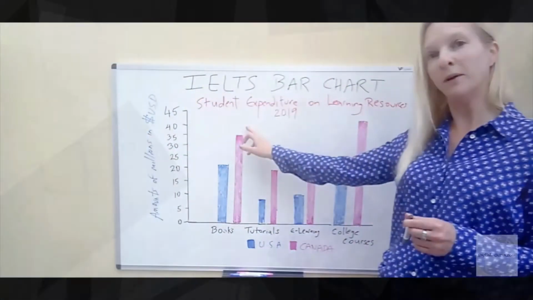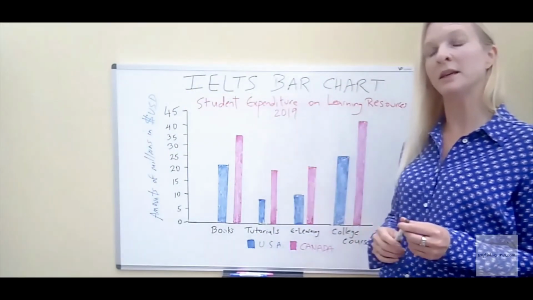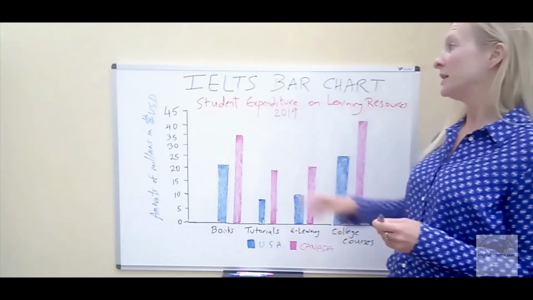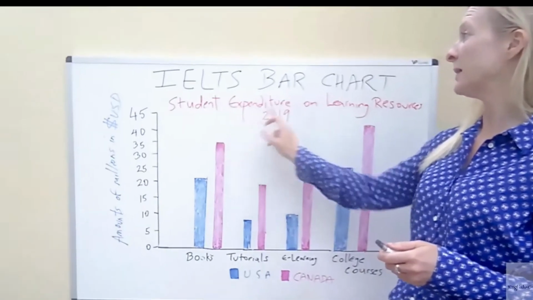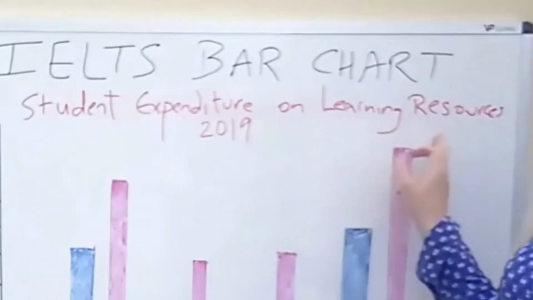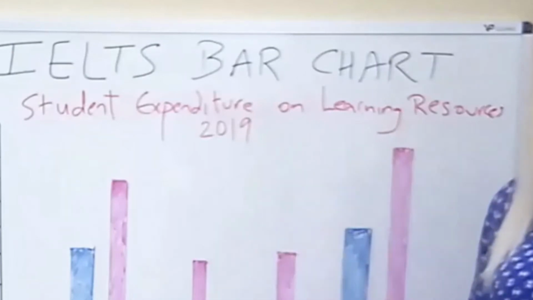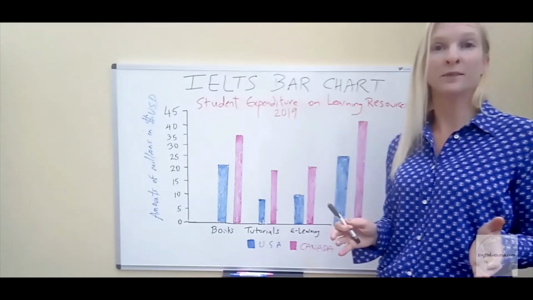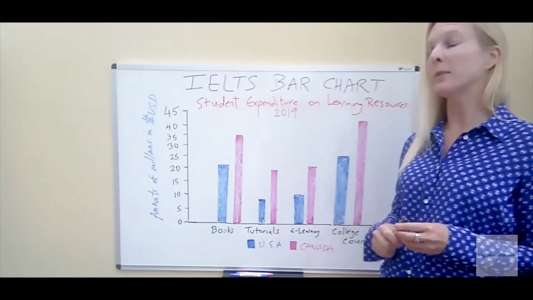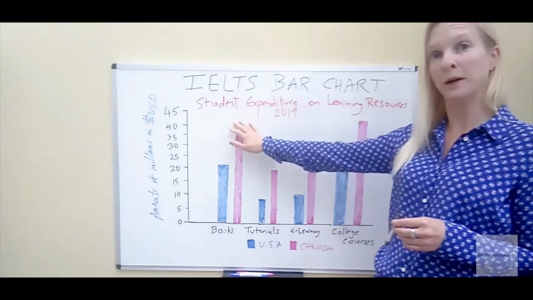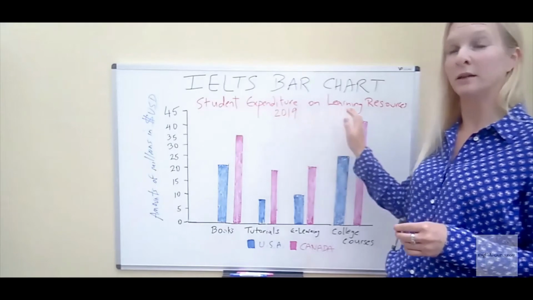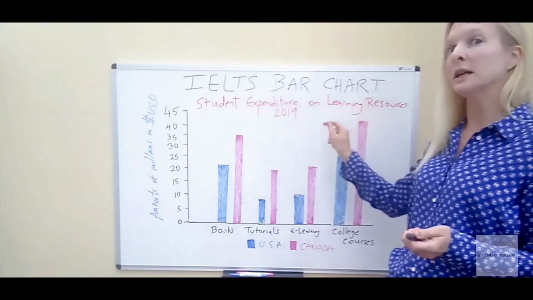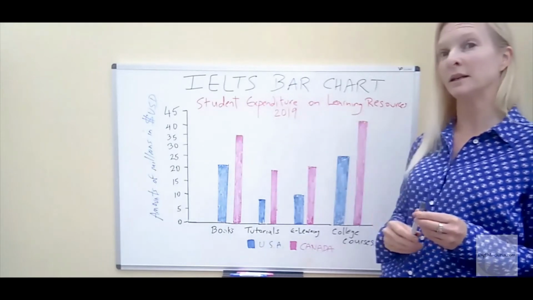At the top of the bar chart, you'll see the title. So this says Student Expenditure on Learning Resources in 2019. So now we know exactly what the topic of the bar chart is. It's about the amount of money spent by students on learning resources, materials, in 2019.